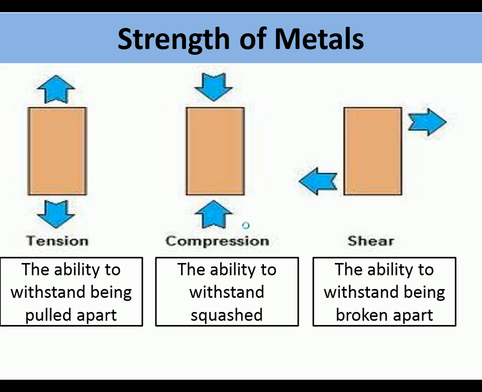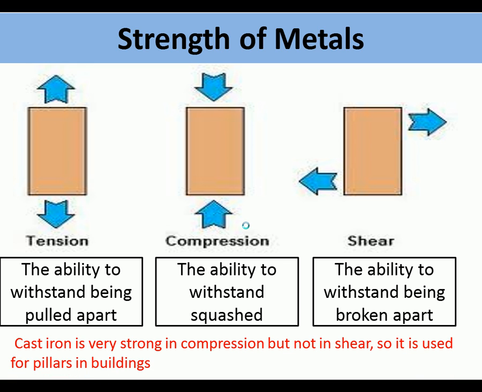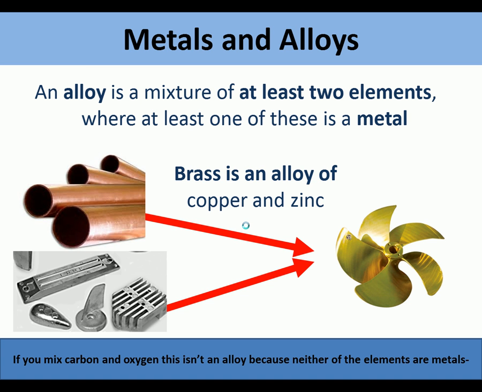Different metals have different features of strength or characteristics. So for example, cast iron is very strong in compression but not in shear. So it is used for pillars, structural pillars in buildings where it is just in compression.